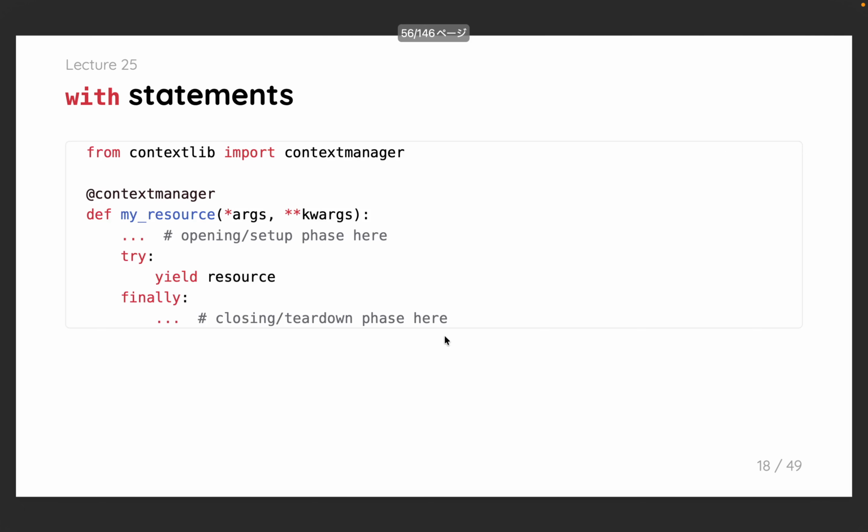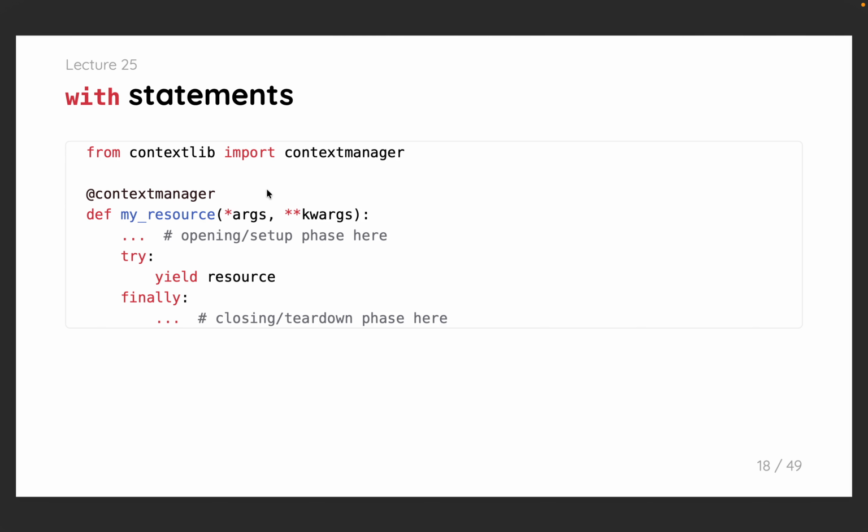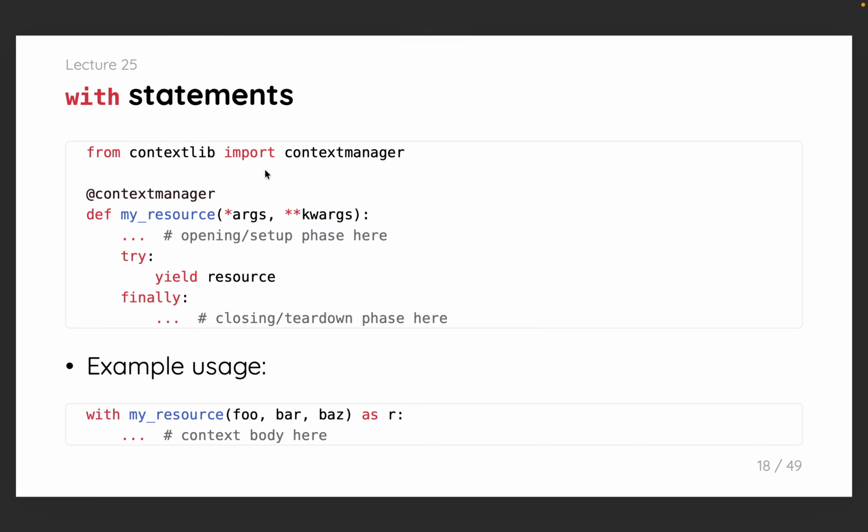In order to make our own contexts, one such way is something like this. Again, you don't need to know how to do this, but in case you're curious, this is how you would implement your own or support your own resource. This is where you put the opening part. This is where you put the closing part. To do that, you'll need to import the context manager decorator from contextlib. If you have this, you can use it like this.